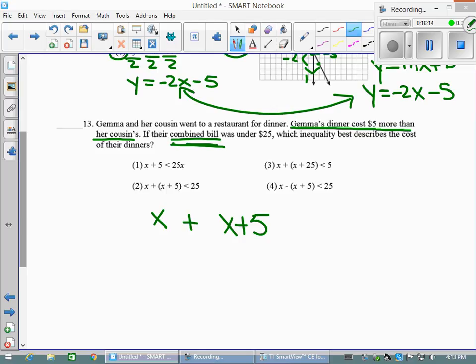Now I'm going to look at my choices, and I do match up with choice 2. However, if I had put parentheses here, as long as there's just a plus sign in front of those parentheses, it's not going to change the equivalency of this inequality. So my inequality and the one in choice 2 are the same.